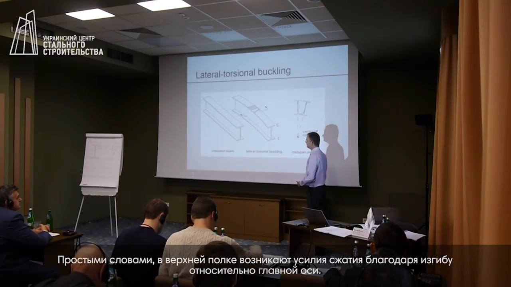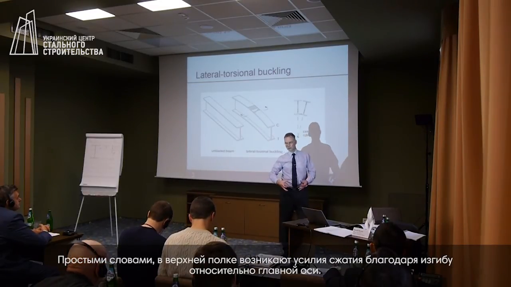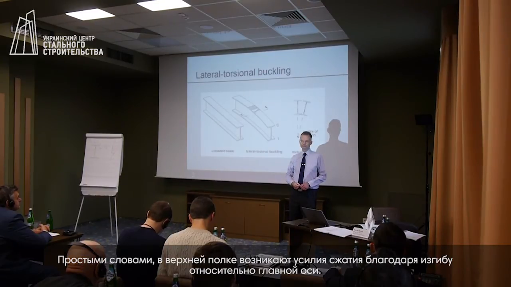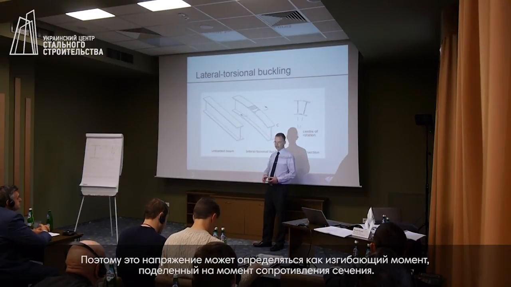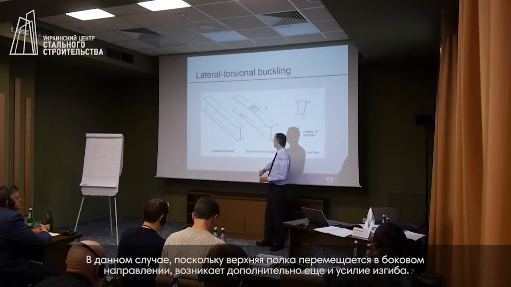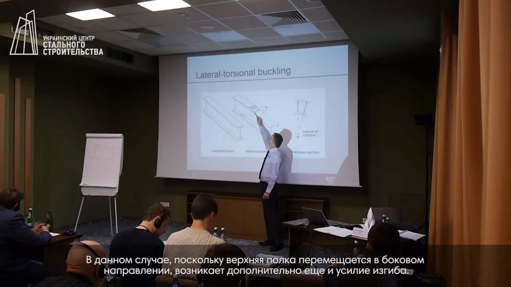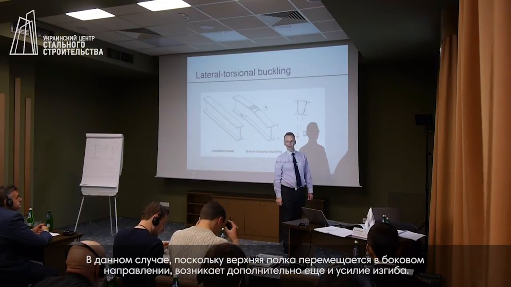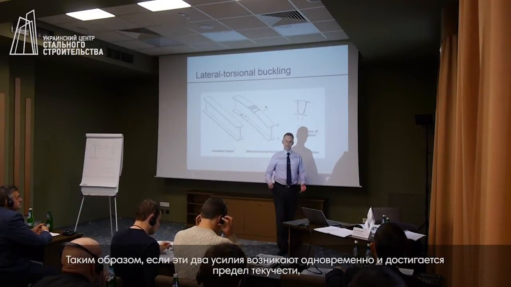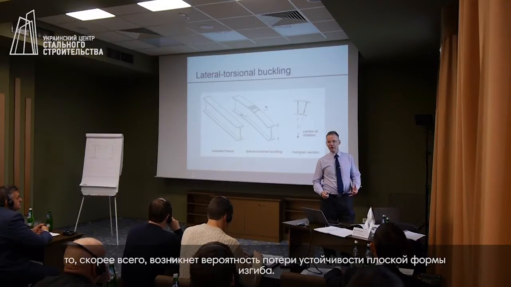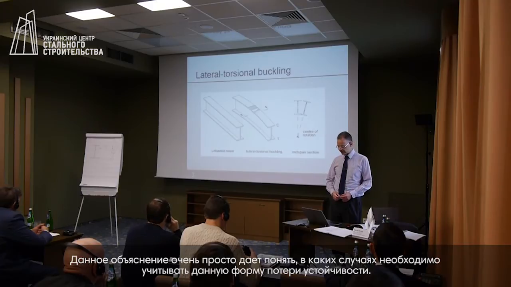In a very simple way, there is a compressive stress in the top flange just due to the major axis bending. So that stress might be bending moment divided by modulus. And then because the top flange is moving laterally, there is another bending stress in the top flange. So when you combine these two stresses and they reach yield, then you've got the potential for lateral torsional buckling. That's a very simple description of the effect that we're considering.